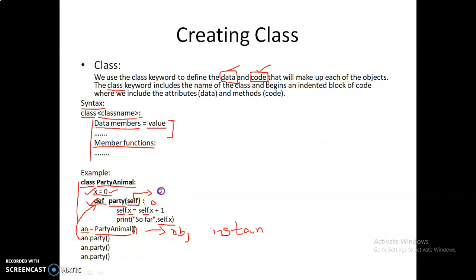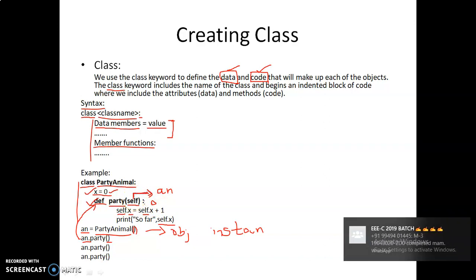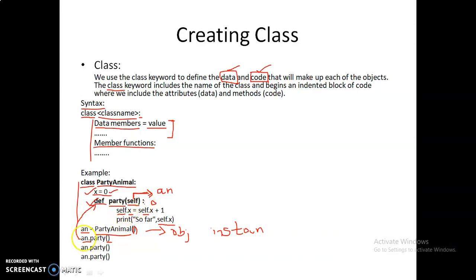So here the self is nothing but an. That is, the present object which is calling this function is an. Here we didn't send any parameters, but this an is passed as a parameter to the party function, and that is stored into the self. Self is nothing but the current calling object of the function. So now self refers to an.